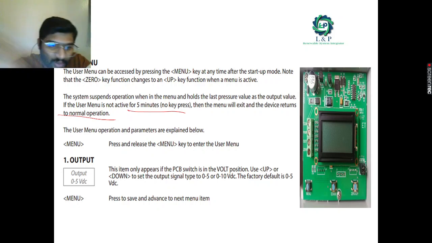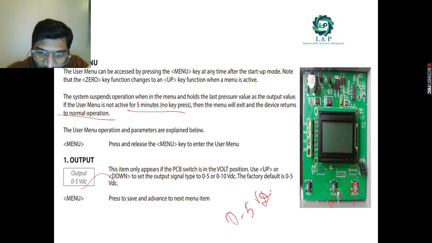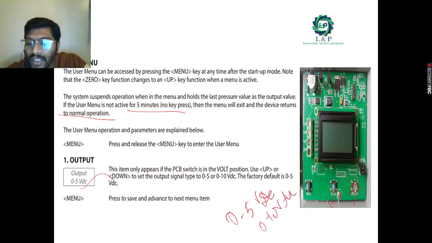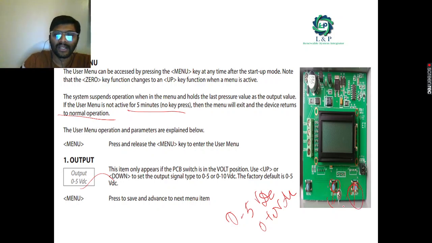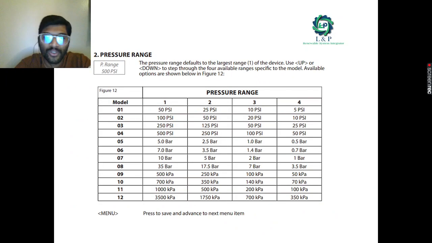As you can see, first you will get an output option. Using the down button as well as the up button, you can change the range, whether you want your output in 0 to 5 volt DC or in 0 to 10 volt DC. Those settings you can change by pressing the up and the down button. After changing it, hold the menu button for saving it, and proceed to the next menu that you want to change. For example, next is going to be the pressure range.